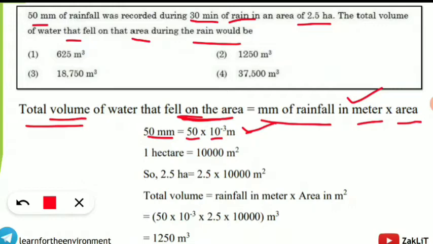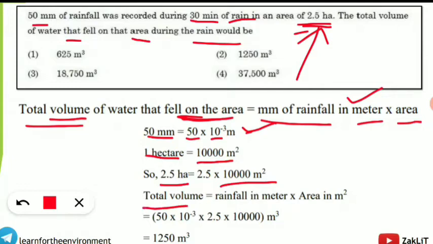Similarly, the area is given in hectare in this question, as you can see, 2.5 hectare. We have to convert it into meter square, because we have already converted rainfall from millimeter into meter. So 1 hectare, we all know, is equal to 10,000 meter square. If you don't know, note down this thing. So we convert 2.5 hectare into meter square: 2.5 into 10,000 will give us the area in meter square.